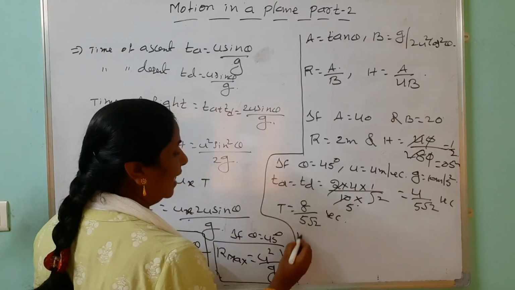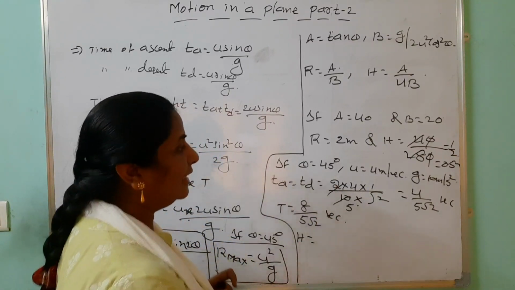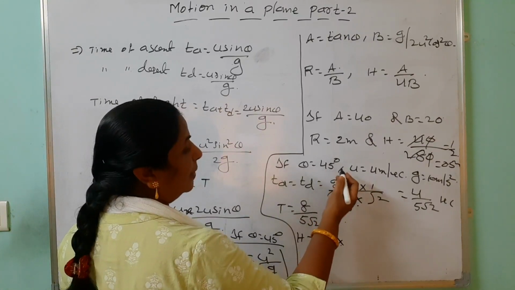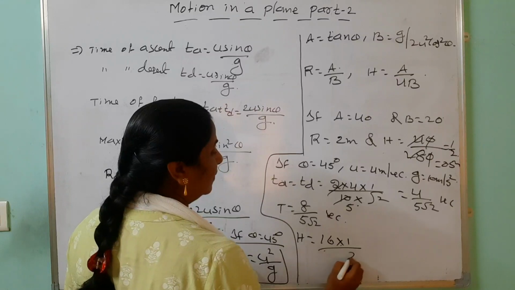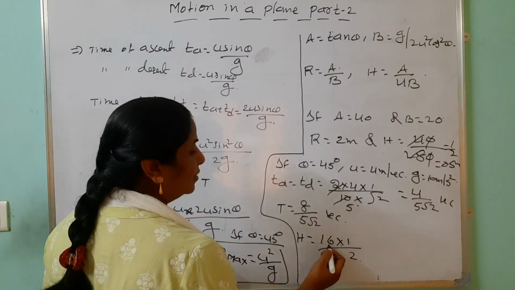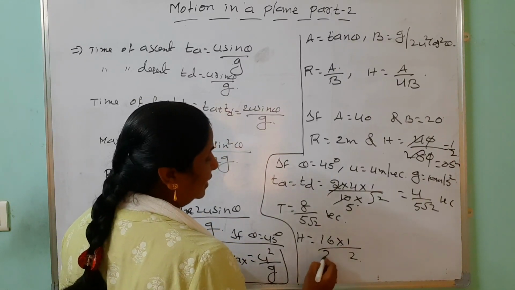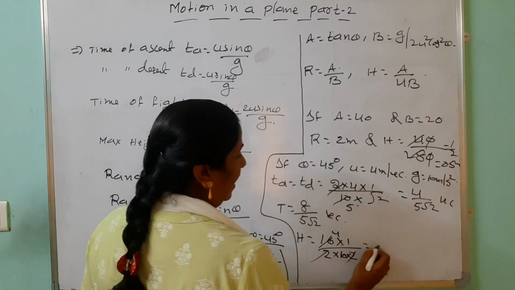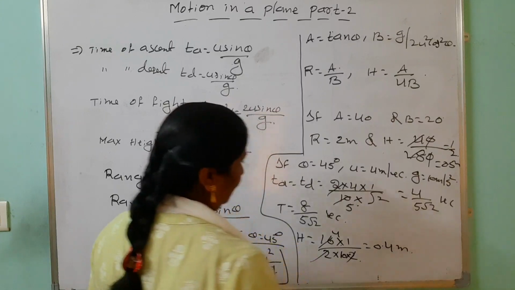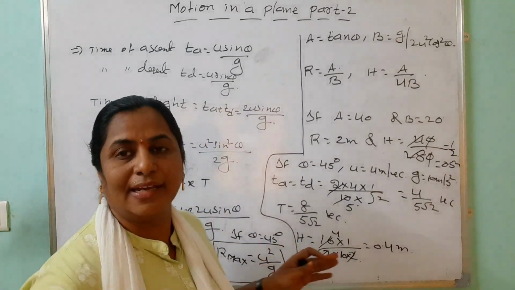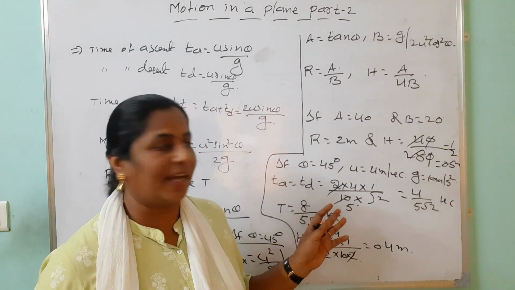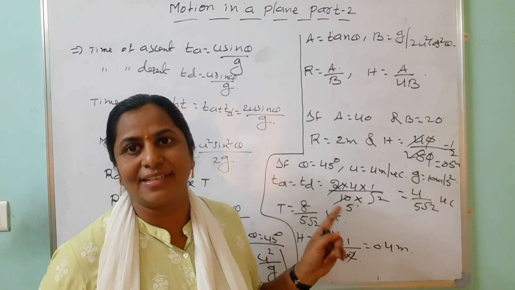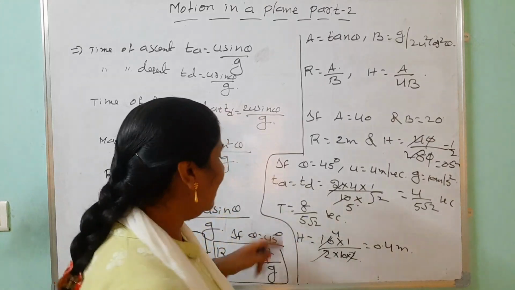Like that, maximum height is u square sin square theta by 2g. U square is 16. Sin square means 1 by root 2 whole square, which is 1 by 2. Then 2 into g value 10. So the answer is 0.4 meters. So if you know the velocity, acceleration due to gravity, and theta, we can find the time of flight, time of ascent, time of descent, maximum height, and range also.